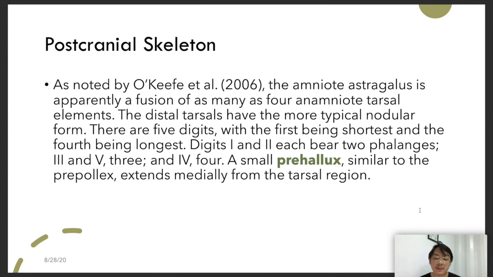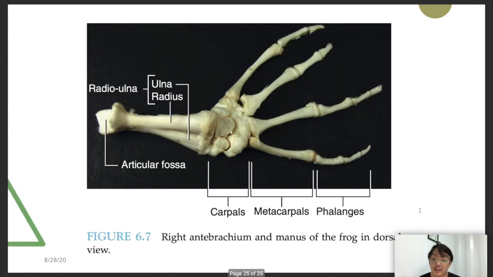So here I'll read the right antebrachium and the manus of the frog in dorsal view: the radioulna, the ulna and the radius, articular fossa, the carpals or the wrist, palm, metacarpals, and the phalanges.